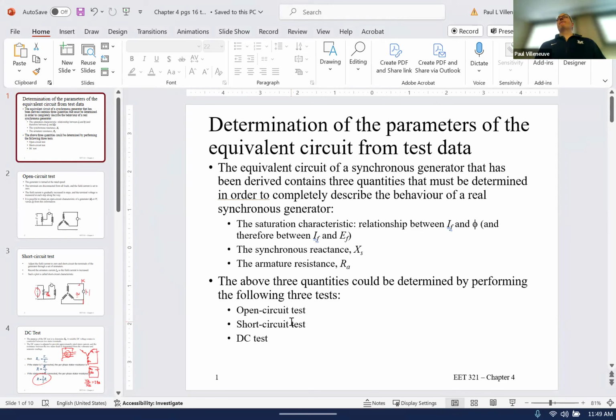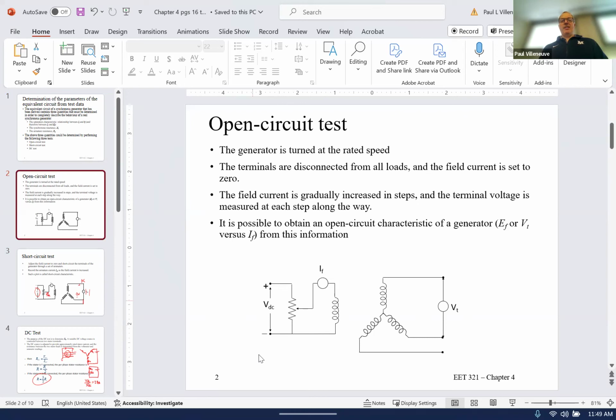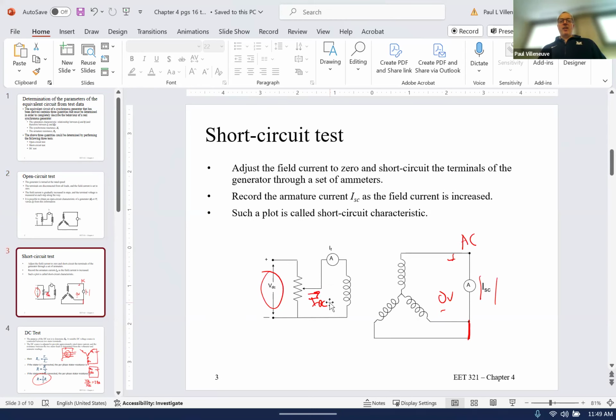Yes, sir. The open circuit and short circuit test slide where we have those two circuits, is that what we should be looking at? Yeah, because this is the DC side, and this shows you this is measuring the voltage in the open circuit, and this is measuring the AC current in the short circuit. When I looked at it quickly, I just thought that this was the DC, so I got confused, but those are correct. Gotcha.